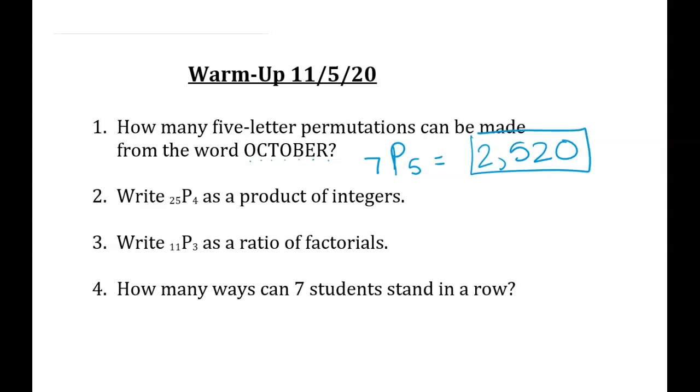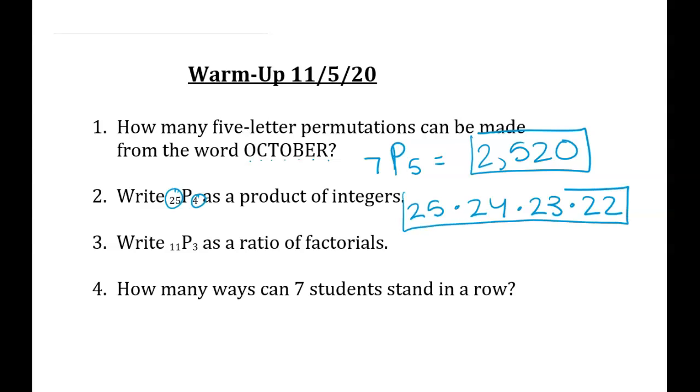25P4 is a product of integers. Basically, you have 25 and you're choosing 4 of them. So for the first one, you have 25 options, 24 for the second, 23 for the third, 22. And so that's our product of integers. So when it says write as a product of integers, you don't need to actually solve it. Just write it just like that.